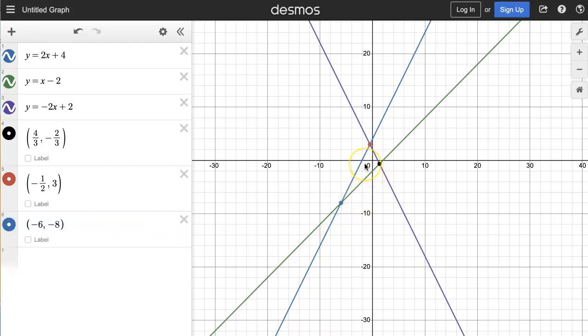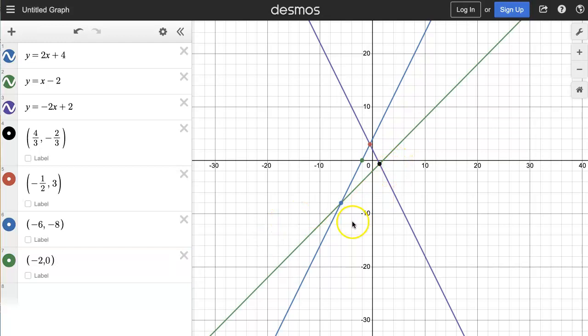If I wanted to see the X and Y axis, then again, I can just move my mouse over and it gives me that nice intersection point. So if I wanted to, I could label that. There we go.